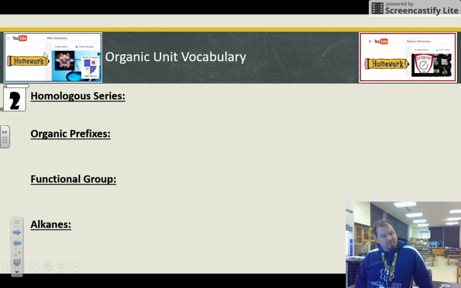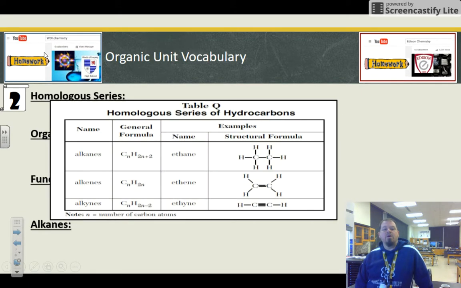Homologous series, there's one we've never seen before, but we do know that homo does mean same. This is a reference table Q. This is the homologous series, and you're going to see there's some hidden information in here where alkanes are single bonds between the carbons, alkenes have the double bond between the carbons, alkynes have a triple bond between the carbons, and that's what I'm really going to need you to pull out. And then we'll get to that general formula also.